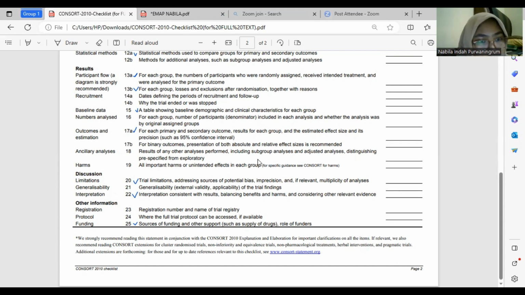And then the results are done. We are going to go next to the discussion checklist. So in the discussion, we are going to check the limitations, generalizability, and interpretation. So the first thing is limitations, which is labeled number 20. It is supposed to be the trial limitations, addressing sources of potential bias, imprecision, and, if relevant, multiplicity of analyses.